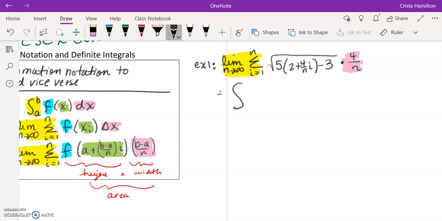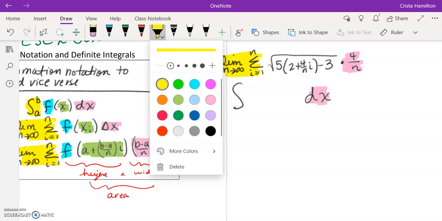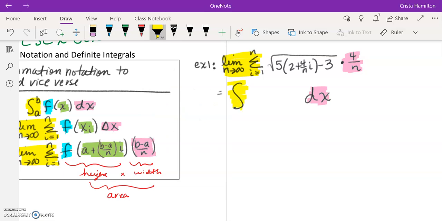And remember that the dx is what's going to turn into that part of it. So we put this in, and we put our integral symbol in. Now we have to do a little bit of work, because we have to find a, b, and the function.